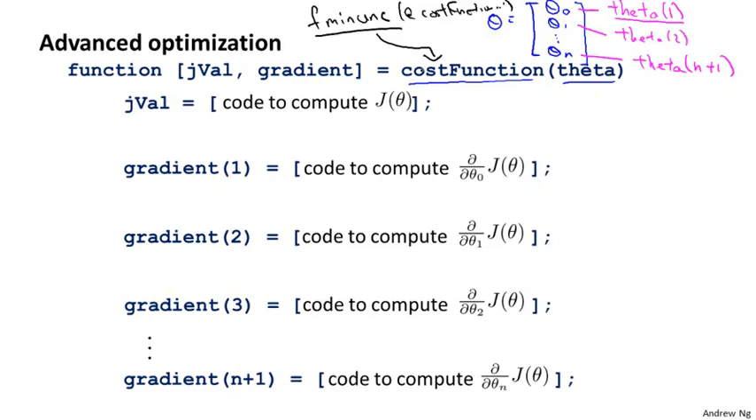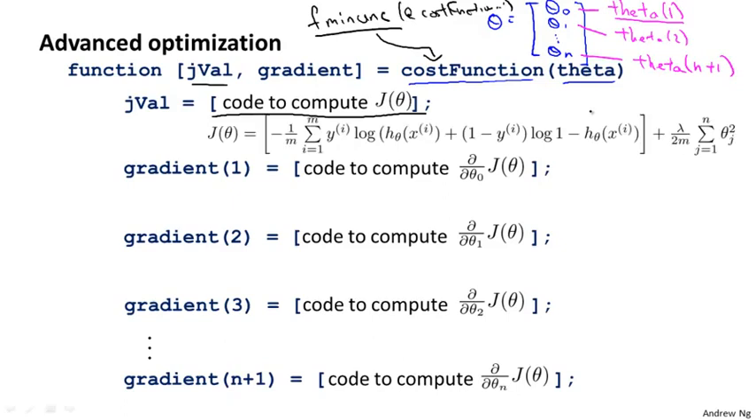So the two main things that the cost function needed to return were first jVal, and for that we need to write code to compute the cost function J of theta. Now when we're using regularized logistic regression, of course the cost function J of theta changes, and in particular now our cost function needs to include this additional regularization term at the end as well. So when you compute J of theta, be sure to include that term at the end.